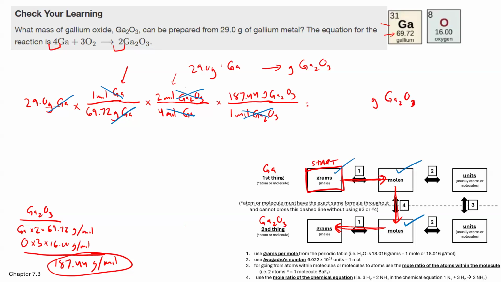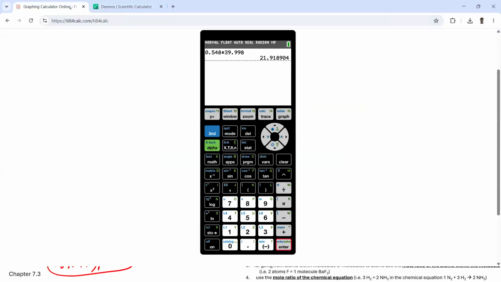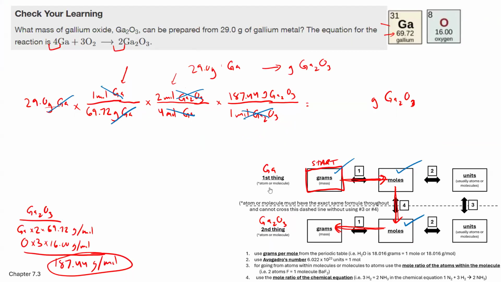Let's find the calculator. I forgot what the numbers were already. 29.